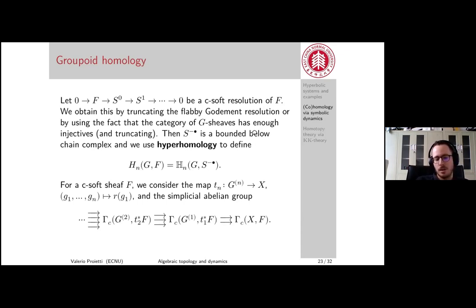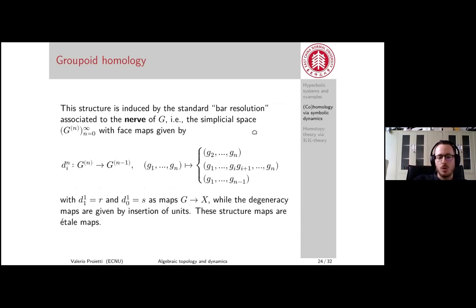And then I have these differentials, the maps going down, and these are induced by the nerve structure of G, that is, by the bar resolution. These are covariant because I'm considering compactly supported sections, and these face maps of G are étale. So let me show you what I mean by this. We have this bar resolution, the usual nerve of G, and we get these face maps, and these face maps induce on compactly supported sections maps which go in the same direction because they're étale.